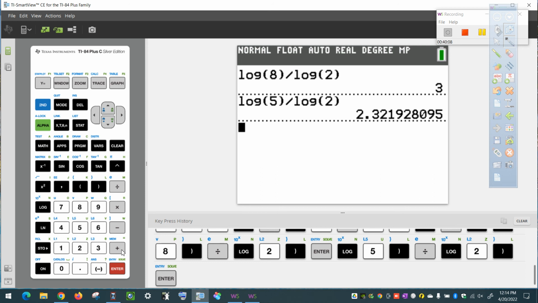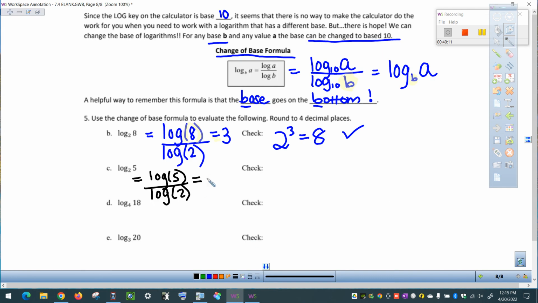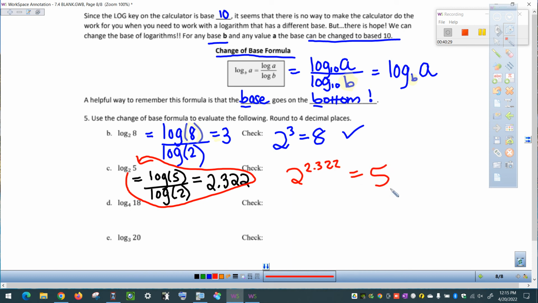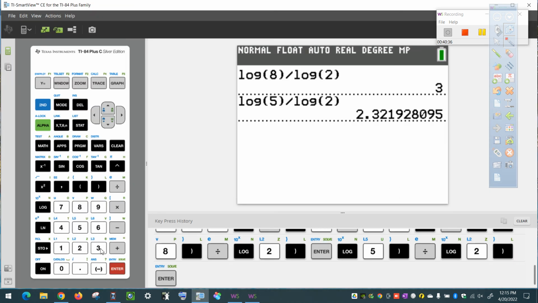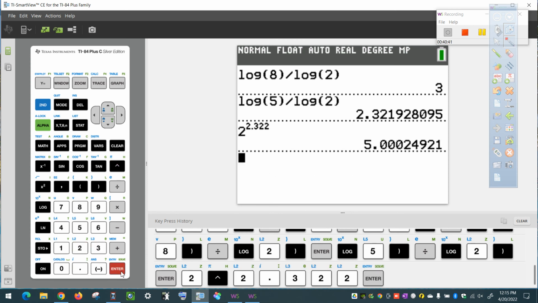Now, a way for us to check that, let's actually write this here on paper. I'm going to round it out to 3 decimal places. If we do the loop here, we're going to start with the base of 2, and we're going to think about 2 raised to the power of 2.322, and that should equal 5. If you rounded it, though, it's going to be close to 5. It'll be approximately 5. So here's how we can check it. If I use my rounded answer, 2.322, and check that exponent, I get 5. The only reason it's a little off is because we rounded.